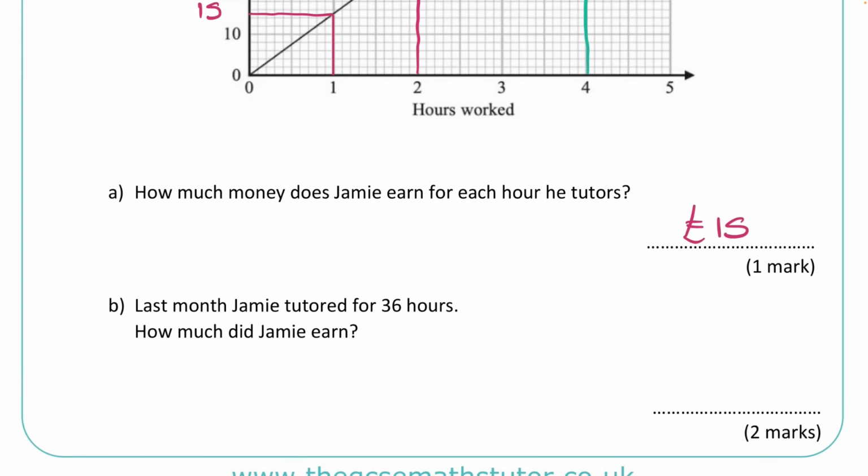But I already have the 1 hour, so if it's £15 for 1 hour, I want to do 15 multiplied by 36, or whatever number you've got for the 1 hour. And there we go, that comes out as £540.